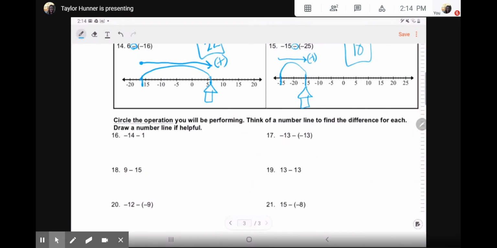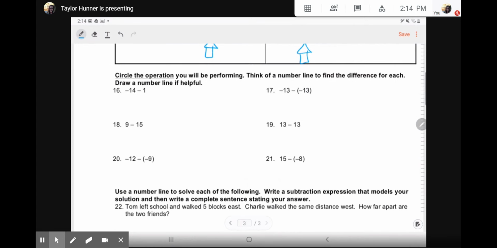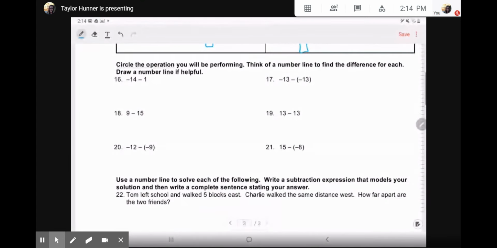Okay, this last problem's here. Circle the operation we'll be performing. Think of a number line to find the difference for each. Draw a number line if helpful. So now we don't have to draw a number line anymore, but it says draw a number line if helpful. That means you can absolutely use a number line if you like these and they're helping you.